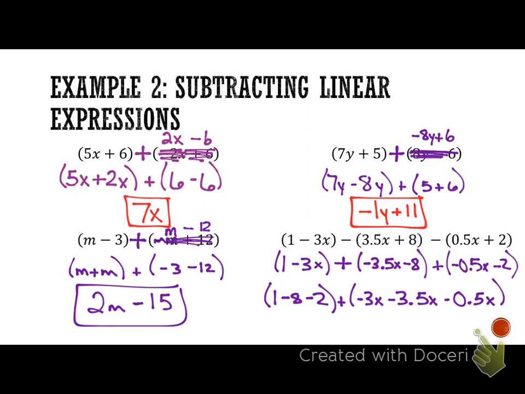Okay, so now I group all my x's together, group all my numbers together. Doesn't matter which one comes first. 1 minus 8 minus 2 plus negative 3x minus 3.5x minus 0.5x. Just watch your signs, guys. So what I like to do, I do my same sign first. What's negative 8 minus 2? Negative 10. What's 1 minus 10? Negative 9. Okay, so there, my numbers are done.